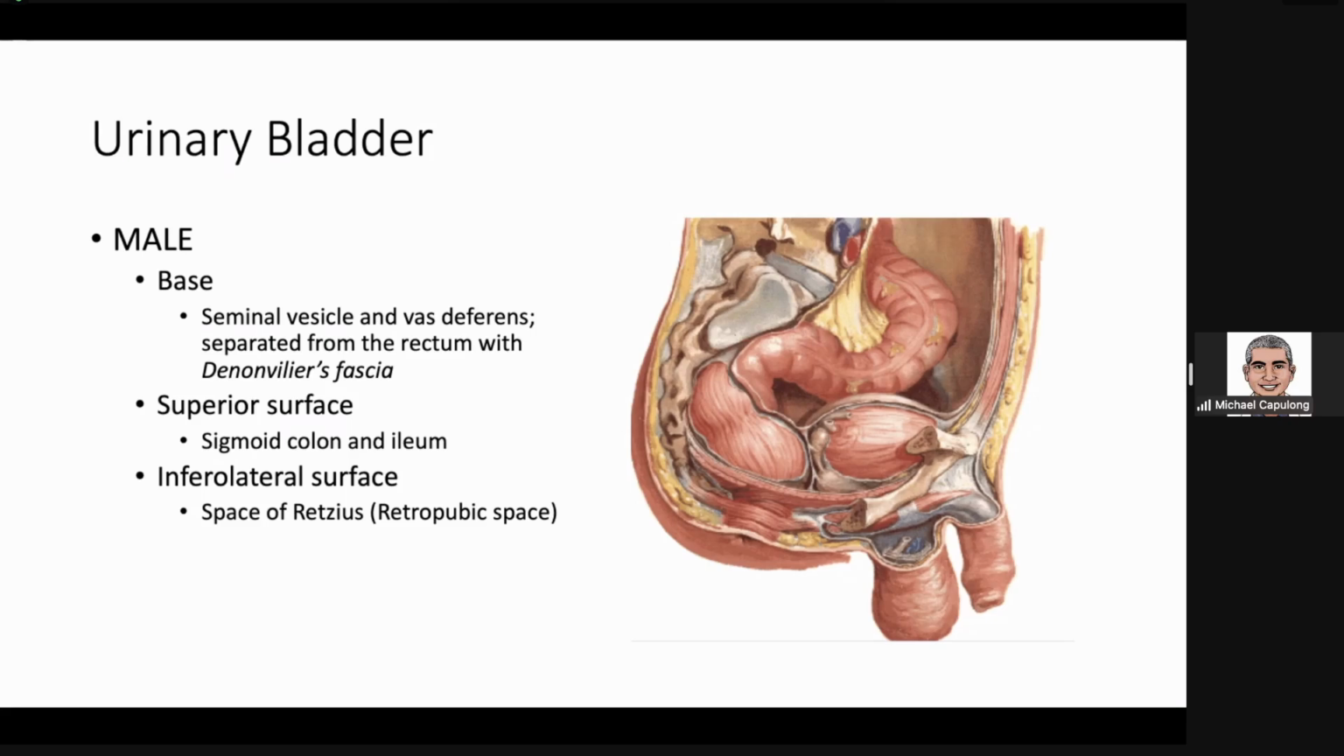The male bladder, as it rests in the pelvic cavity, has its base closely associated with the seminal vesicle and the vas deferens, and it is separated from the rectum via your Denonvilliers fascia. The superior surface of the bladder is closely associated with the sigmoid colon and parts of the ileum, whereas the inferolateral surface is associated with the space of Retzius or your retropubic space.